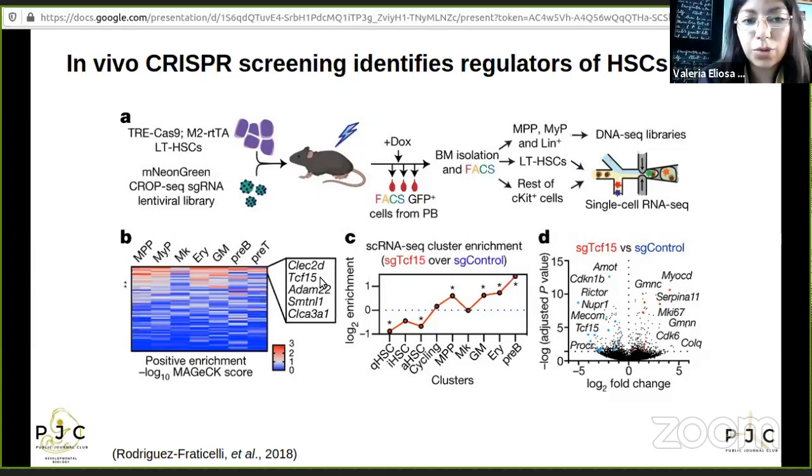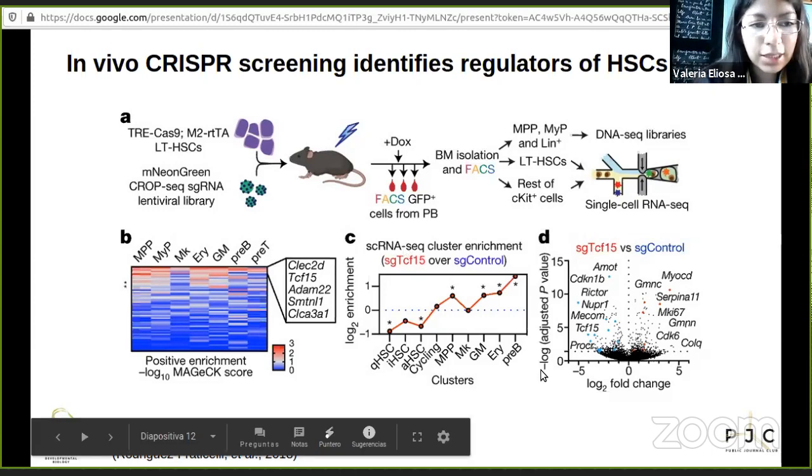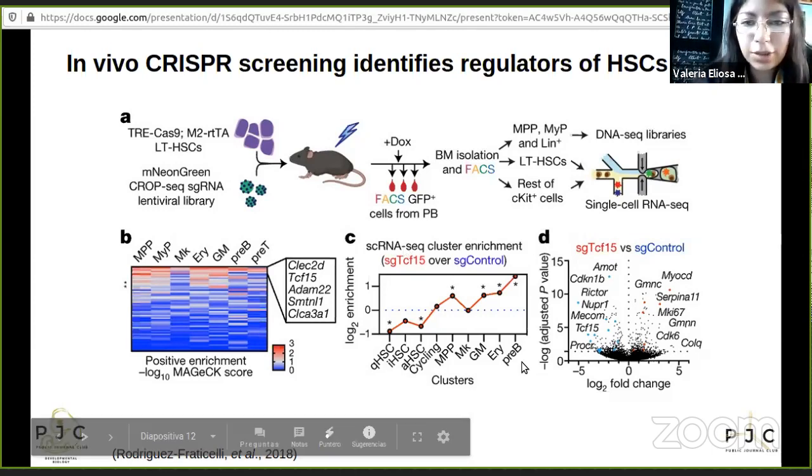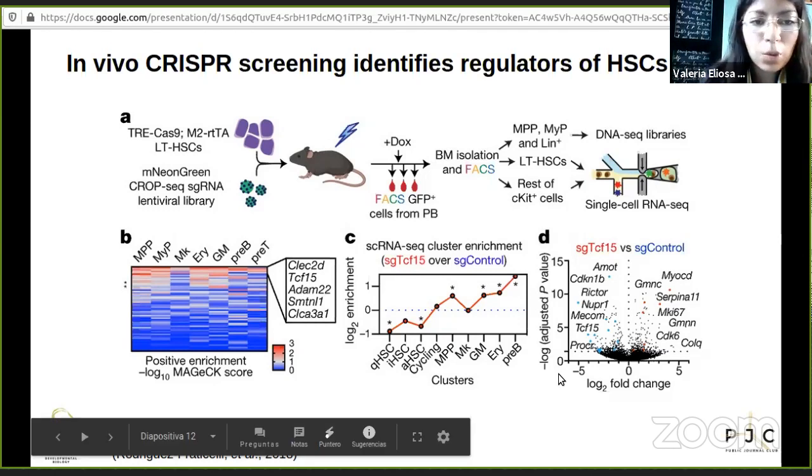So, but it wasn't described in hematopoietic stem cells. So in the presence of the single guide RNA of this transcription factor, when the transcription factor is not there, we see in panel C that there is no enrichment of the hematopoietic stem compartment. And also in panel D, we can see that if the transcription factor is not present in the differential expression, there are no quiescent markers such as the ones that we saw before.